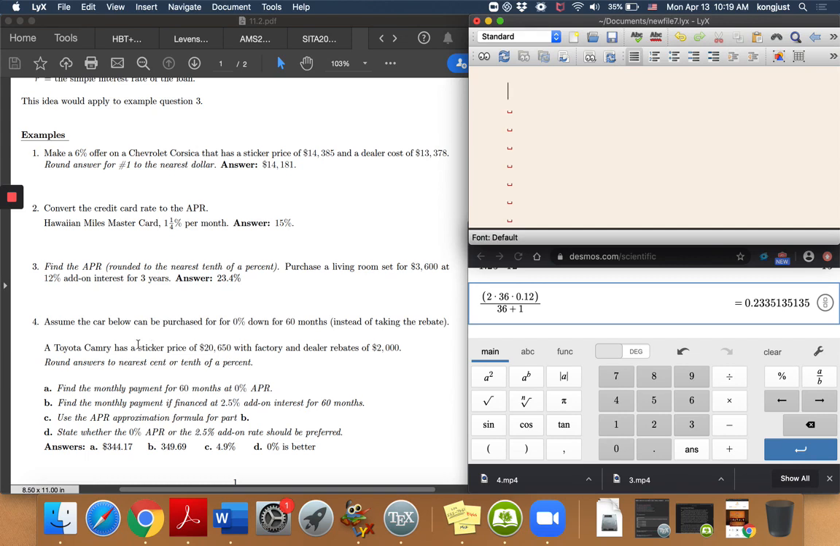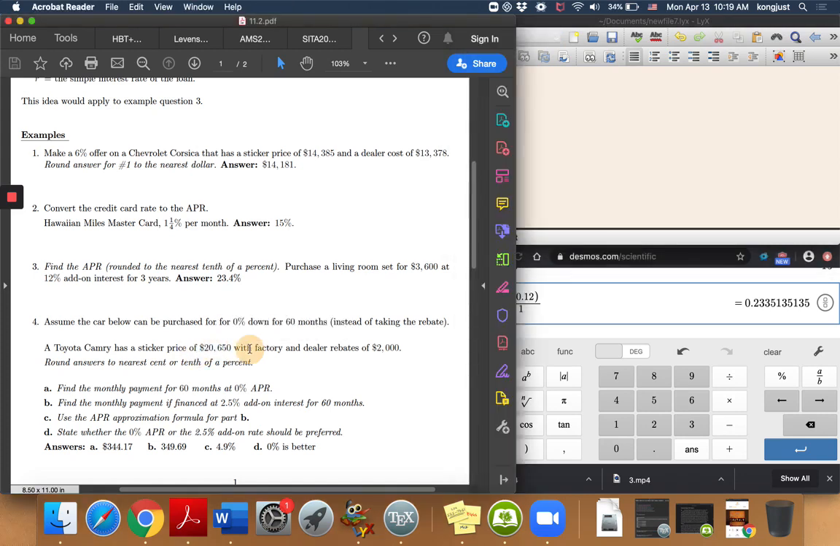Okay, so let's see. It says a Toyota Camry has a sticker price of $20,650 with a factory and dealer rebates of $2,000. Okay, so this is the cost, original cost stated, and this is the rebate that you can or cannot accept. It's up to you. Either you accept the rebate and then you pay some interest rate, or you don't accept the rebate and you pay 0% interest.